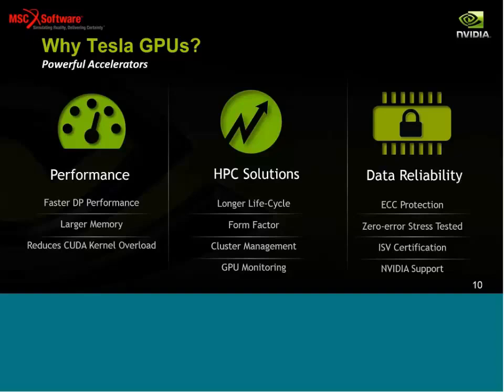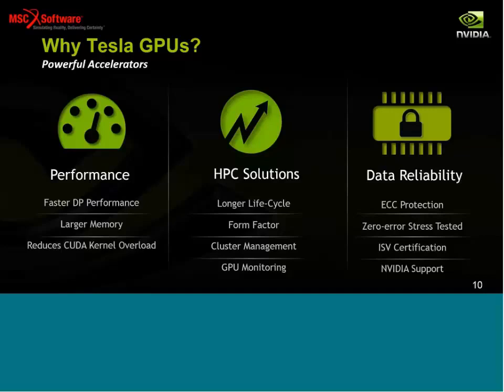Now, simulation computations need to be error-free. So Tesla GPUs come with ECC memory protection. GeForce, on the other hand, does not have ECC protection, as a small error in graphics usually goes unnoticed. So when it comes to simulation, obviously, your accuracy is paramount. So there is no compromise in terms of getting errors in your answers.